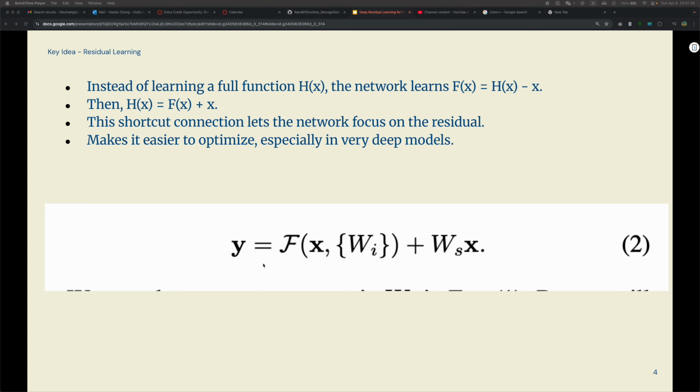So the key idea is to reframe what the network learns, instead of forcing it to learn a full transformation. They just let it learn the difference between the input and output. This makes learning much easier and encourages the model to find better gradients to flow through the network.